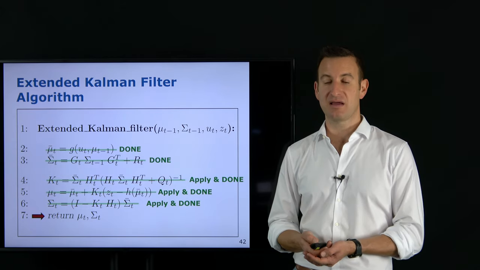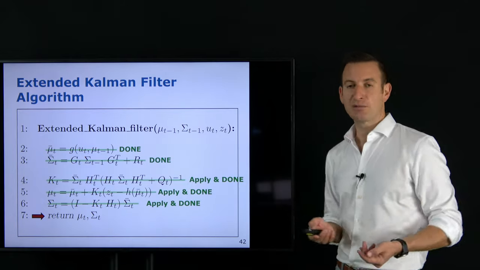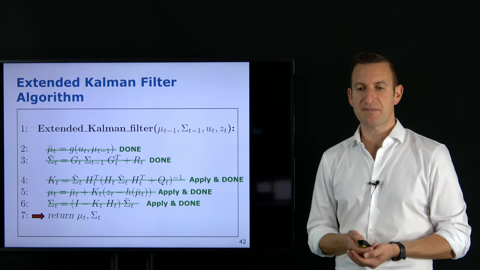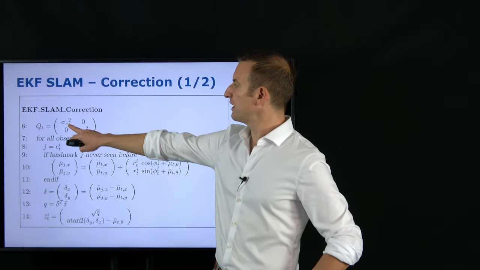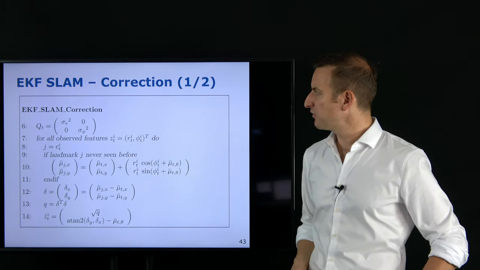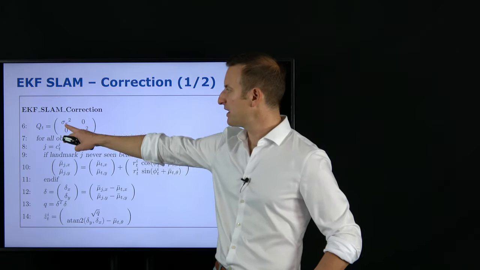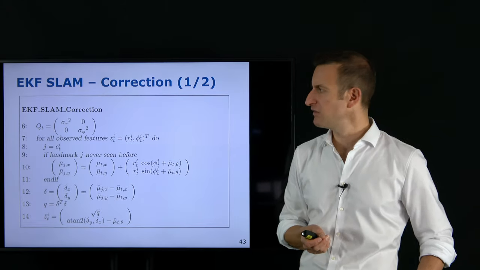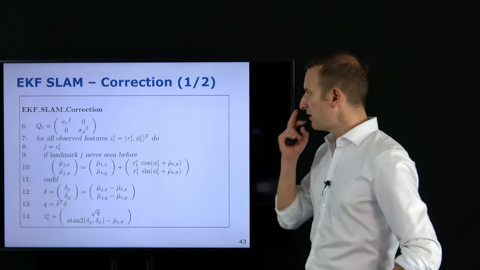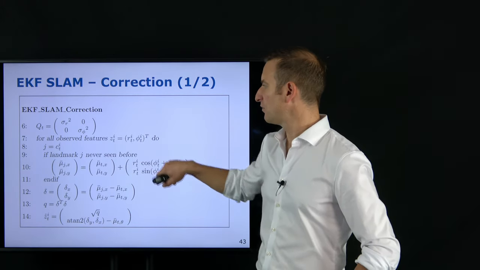realized EKF-SLAM. Again, let's look into the pseudocode. So I expand this a little bit more as we did for the prediction step, now for the correction step. So the first thing I need to do, I need to specify the uncertainty that I have for my observation. So I have an uncertainty in the range, an uncertainty in my bearings. This basically comes from the specification of my sensor. And then I iterate over all observed features. So I'm basically iterating over landmarks.